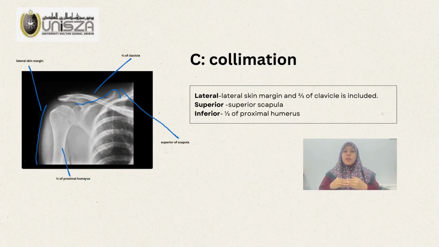We move to the collimation. The collimation here is good because it includes the superior part, which is the scapula, and the lateral part, which is the lateral skin margin, is included, and the inferior part, which is represented by 1/3 of the proximal humerus.